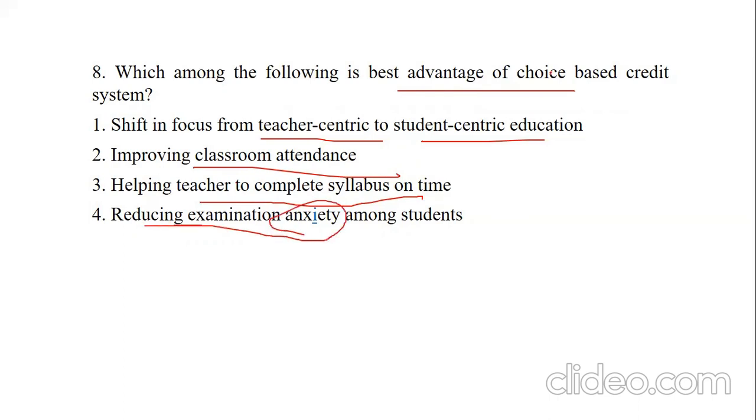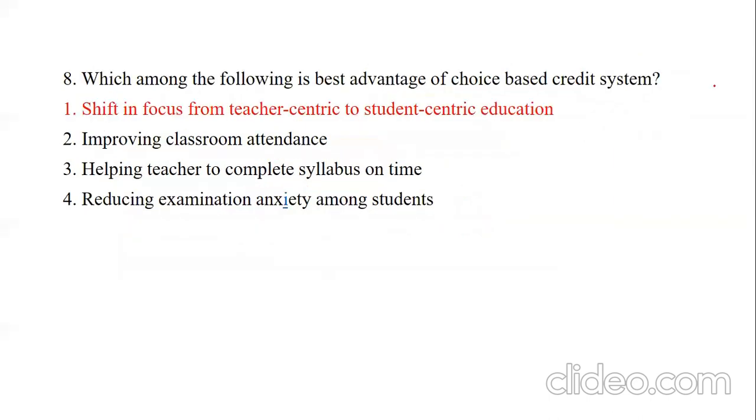So if you see, definitely class attendance is not an option, syllabus completion is not an option, and reducing exam fear is not an option because counseling is done. So shifting from teacher centric to student centric is one of the most important advantages of the choice based credit system. That is your first option, option number 1, the correct answer.